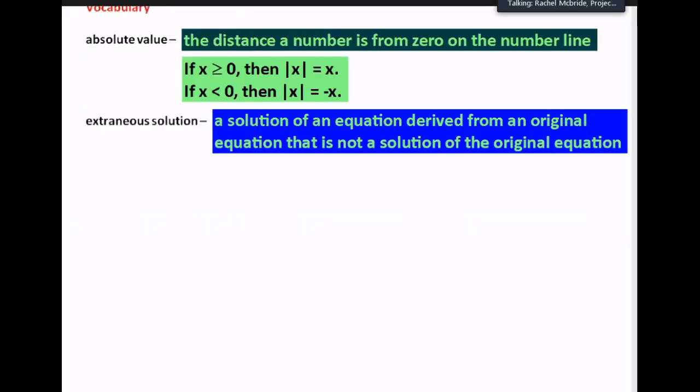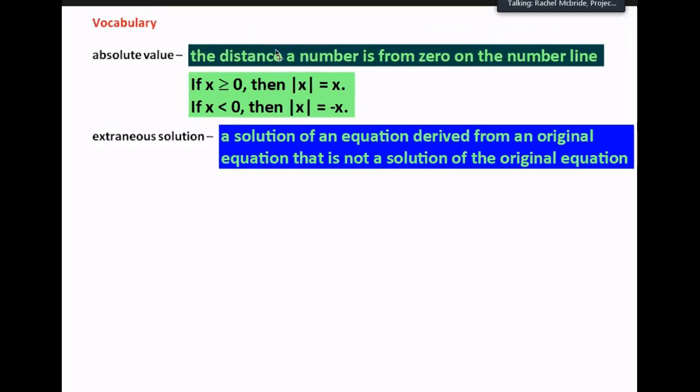Right, so I kind of already talked a little bit about this vocabulary, but just to reiterate, absolute value is the distance a number is from 0 on the number line. And not that we're going to talk about it today, we're going to talk about it tomorrow, something called an extraneous solution. That's a solution of an equation that you get, but it doesn't work when you check it.